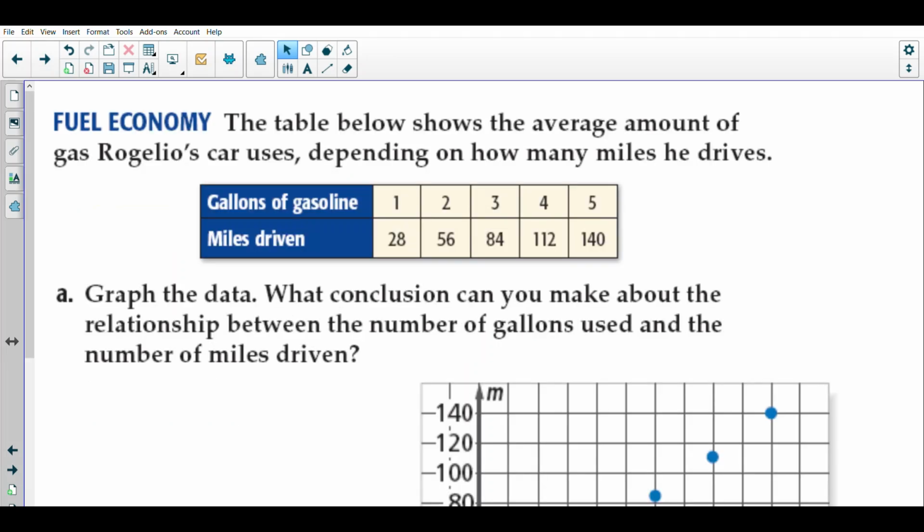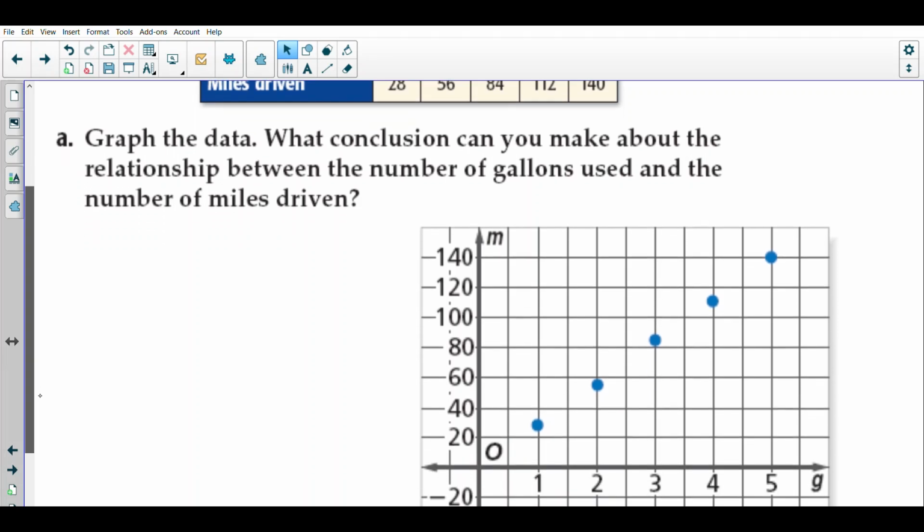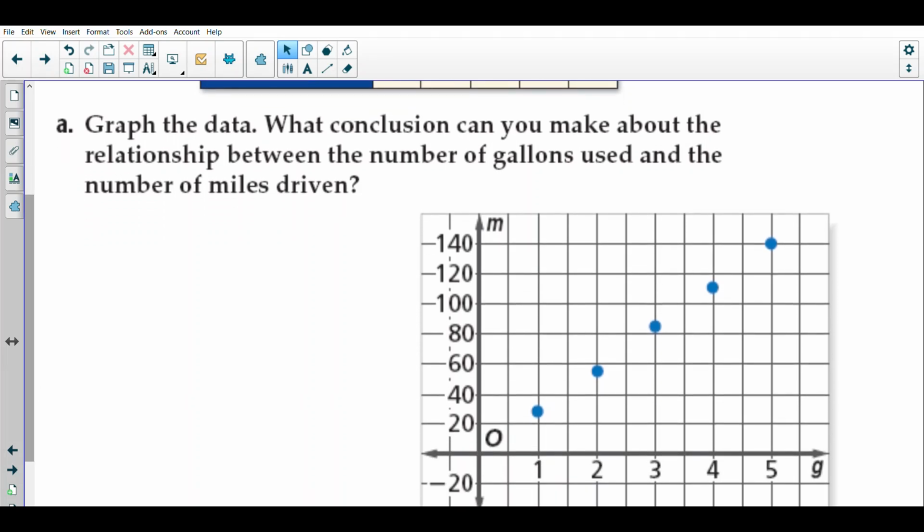So let's look at this. Use the table below to show the average amount of gas Rogelio's car uses, depending on how many miles. So we have 1 gallon is 28, 2 is 56, 3 is 84, 4 is 112, and 5 is 140. Graph the data. I've done that for you here. What conclusion can you make about the relationship between the number of gallons used and the number of miles driven?